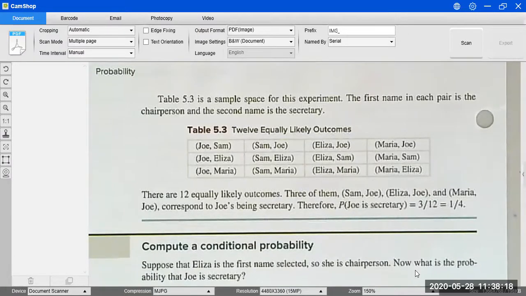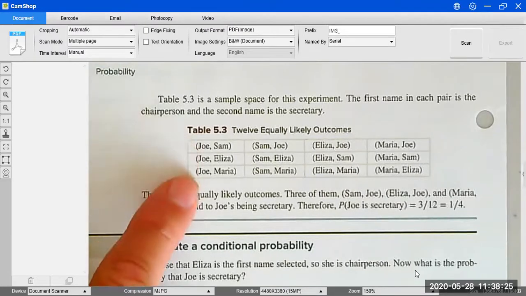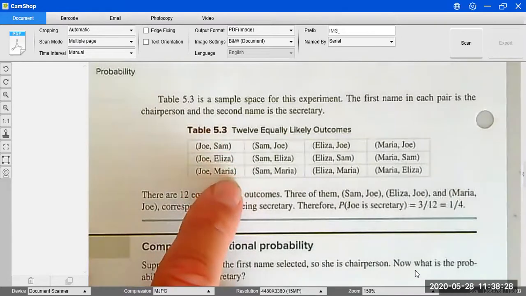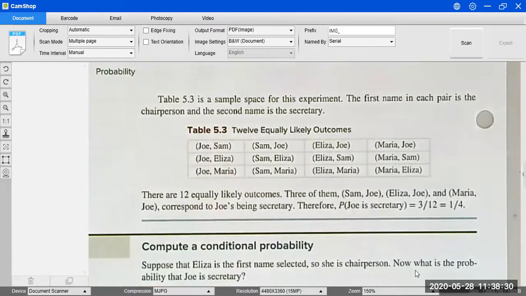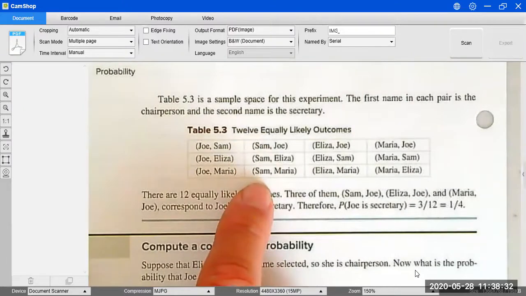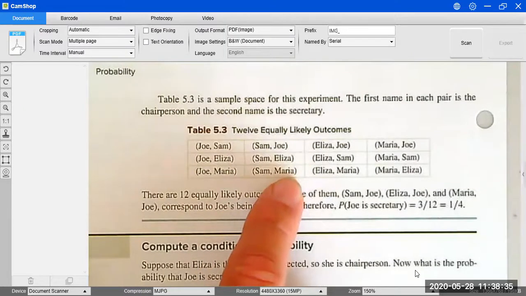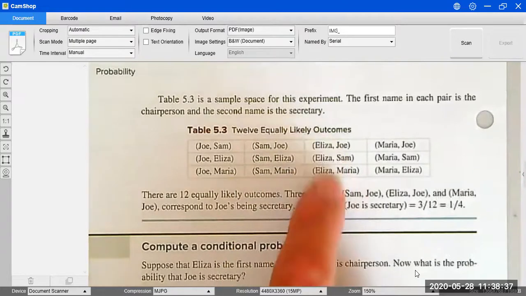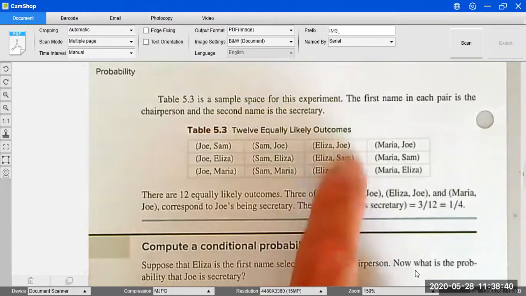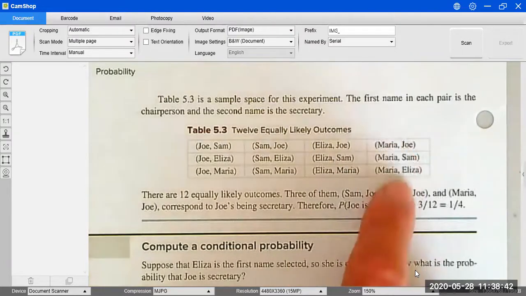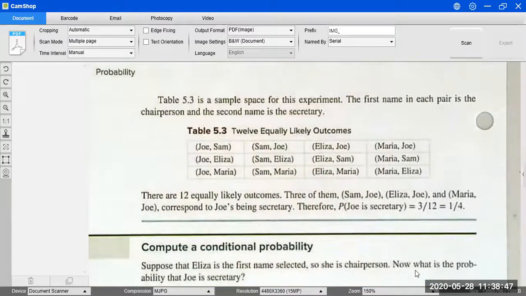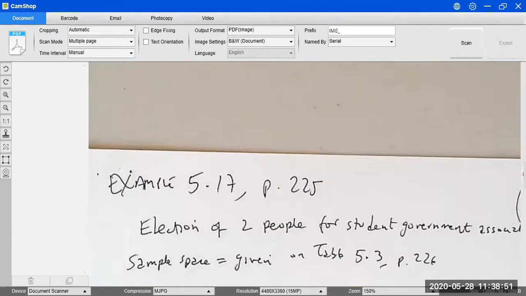So we have all those possibilities. First, Joe is the chairperson, and the other three people are going to be the secretary. Then you have Sam being the chairperson, and the other three being the secretary, or Elisa being the chairperson, and the other three being the secretary, and finally Maria being the chairperson, and the other three being the secretary. So now let's write the question and try to solve the problem.